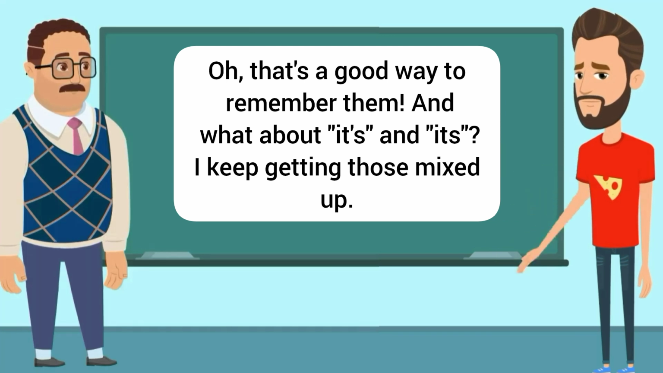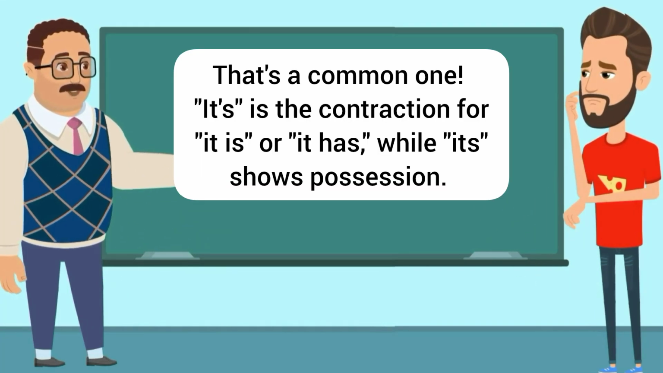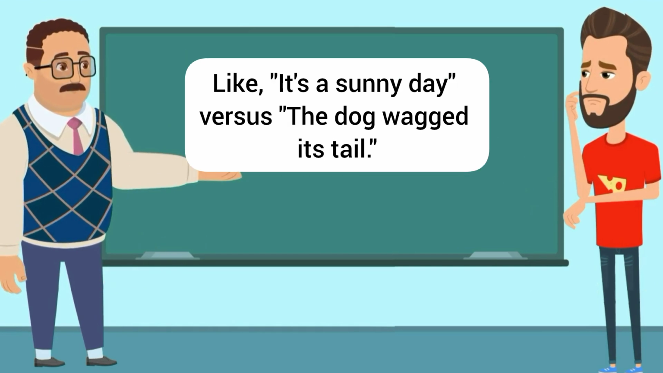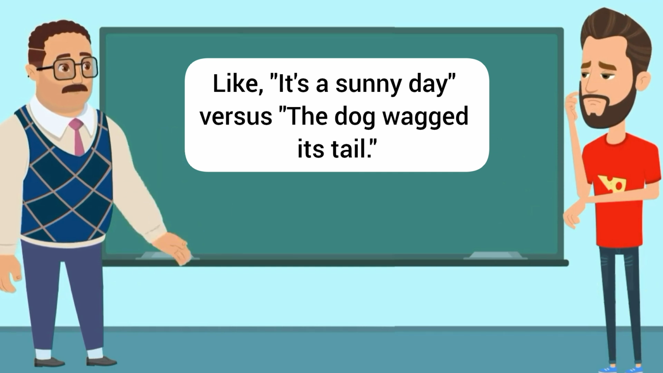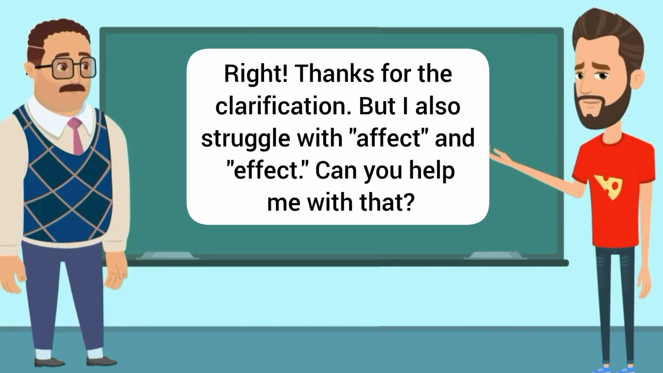And what about it's and its? I keep getting those mixed up. That's a common one. It's is the contraction for it is or it has, while its shows possession. Like, it's a sunny day, versus the dog wagged its tail. Right. Thanks for the clarification.